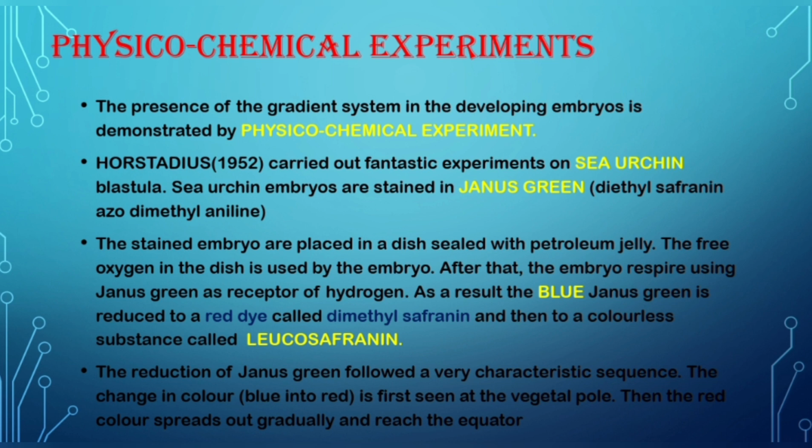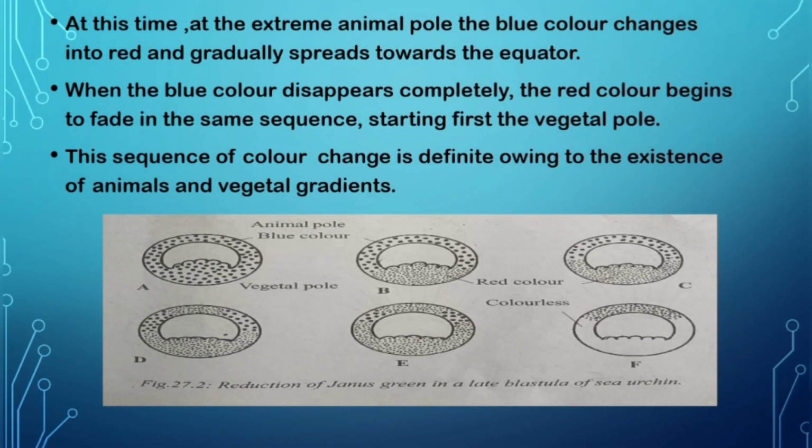The reduction of Janus green follows a very characteristic sequence. The change in color from blue to red is first seen at the vegetal pole. Then the red color spreads out gradually and reaches the equator. In this experiment, at the extreme animal pole, the blue color changes into red and gradually spreads towards the equator. When the blue color disappears completely, the red color begins to fade in the same sequence, starting first at the vegetal pole. This sequence of color change is definitely owing to the extensions of the animal and vegetal gradients.